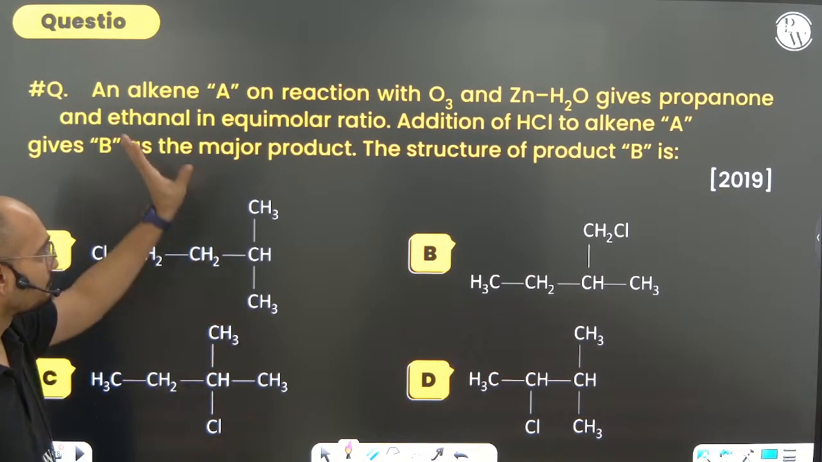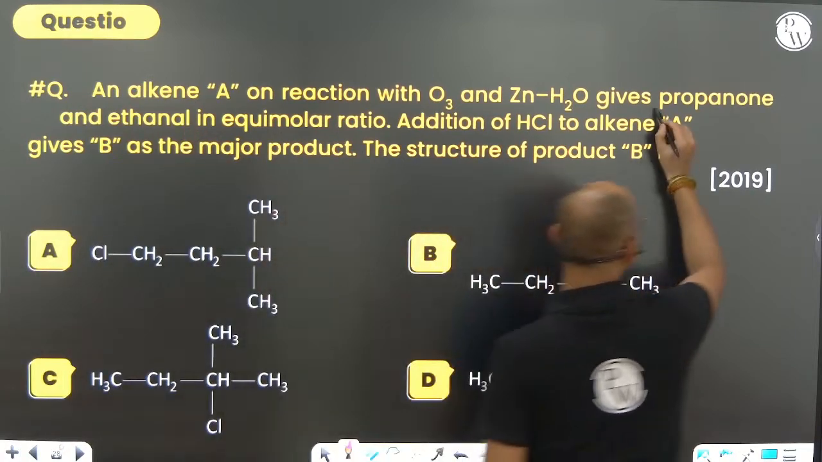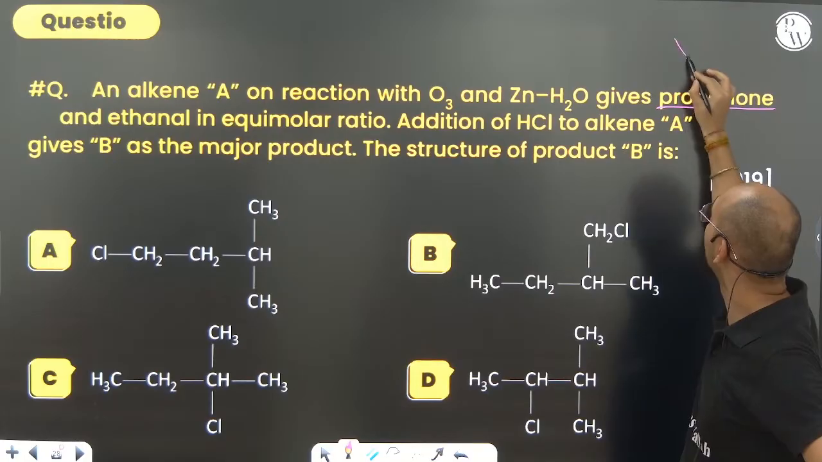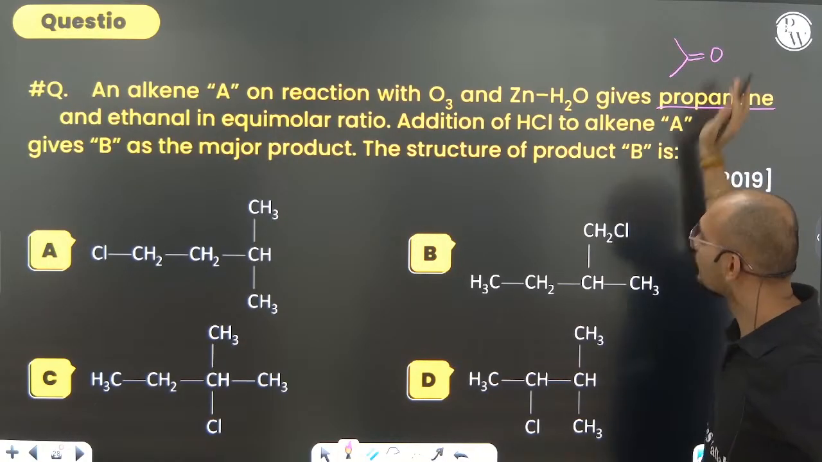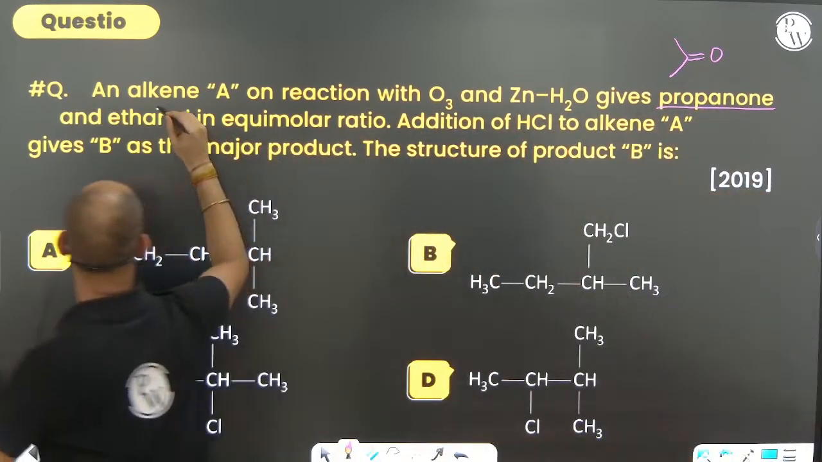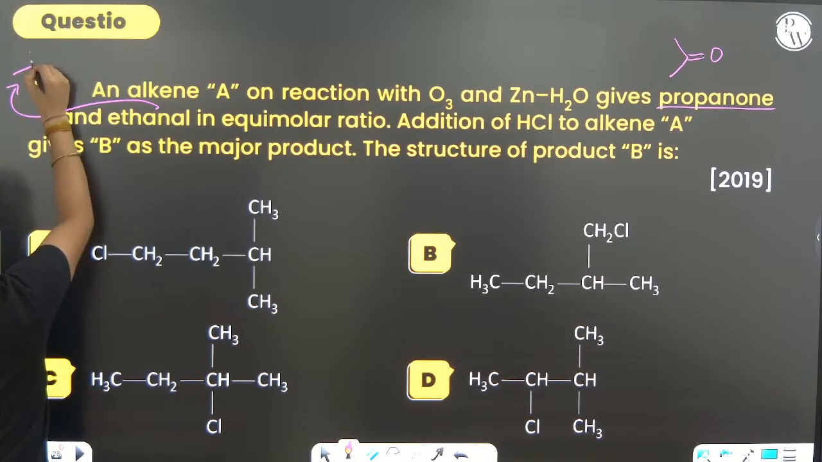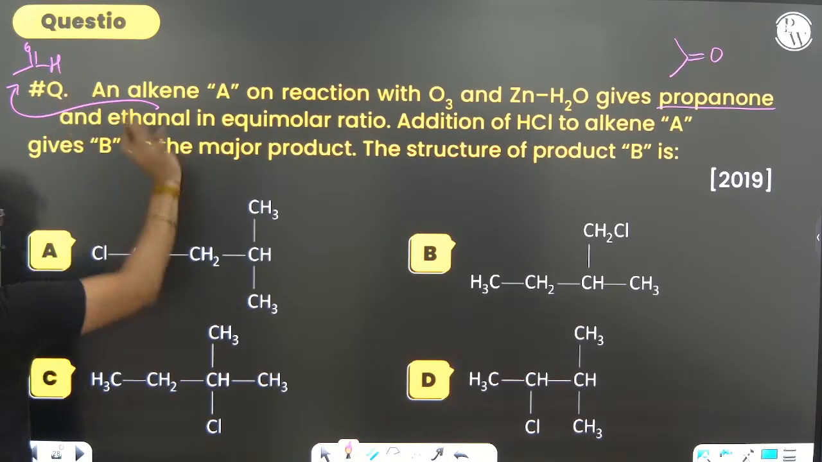Okay. What do you have to get? Propanone. How do you write propanone? So 1, 2, 3, propanone. Okay. And ethanal. Ethanal matlab समझो 1, 2 H. So it is what? Acetaldehyde and acetone. You have to form.